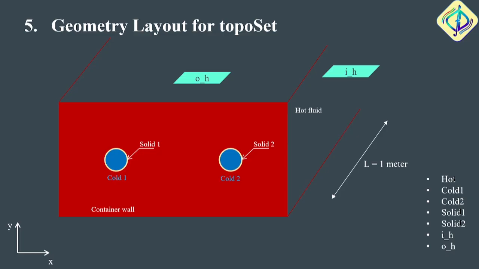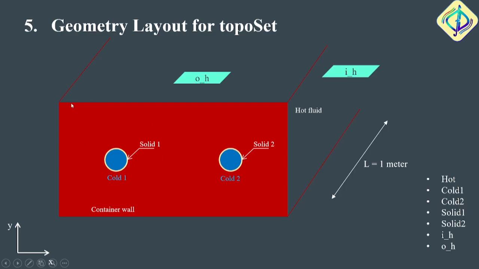Now, for this particular case, we have one geometry. It is a simple heat exchanger. We have two cold pipes. We have the cold region in blue, and surrounding that cold region we have a pipe that is solid 1, solid 2. These two pipes are within a domain. That domain is filled with hot fluid, and this is your hot inlet and this is your hot outlet. These are faces, these two in light blue.